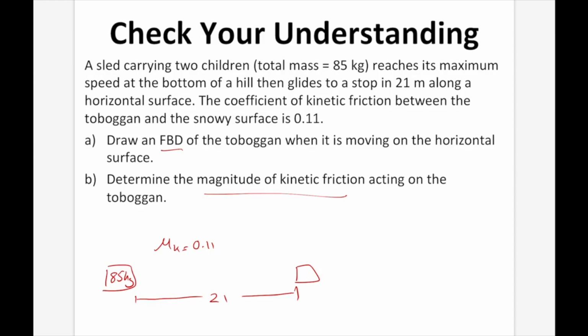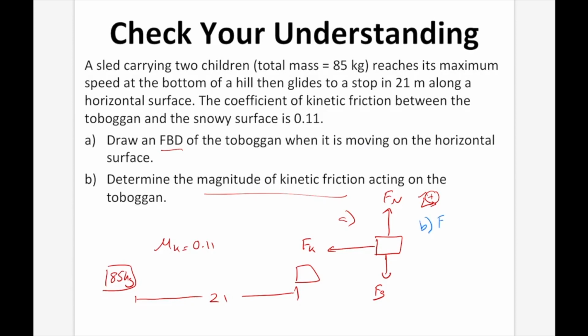So if we draw a free body diagram, we know that we have an FG, we know that we have an FN. We have no applied force because the only reason it's moving is because it went down the hill, but it has energy at this point. And we're going to have kinetic friction acting against the motion, eventually slowing it down. So that's our A. As soon as we put in our positives. Now our B says determine the magnitude of the kinetic friction acting on the toboggan.